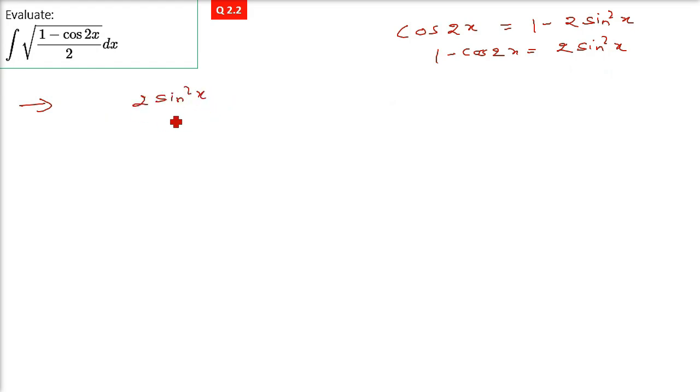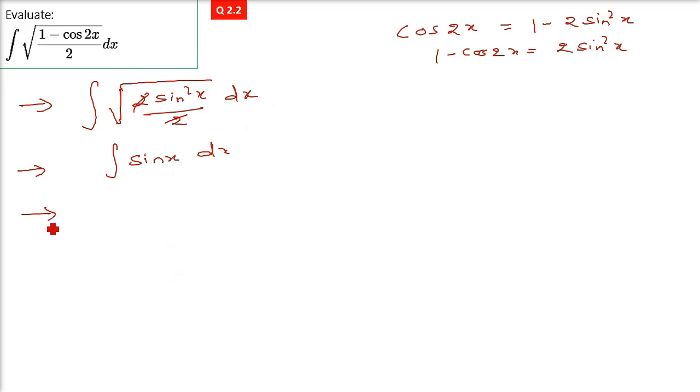2 sin square x divided by 2, and this is under root. You can cancel these 2. It has to be integrated now. Under root sin square x is sin x only. When it comes out of the root, you can eliminate the root and you are going to integrate only sin x with respect to dx.